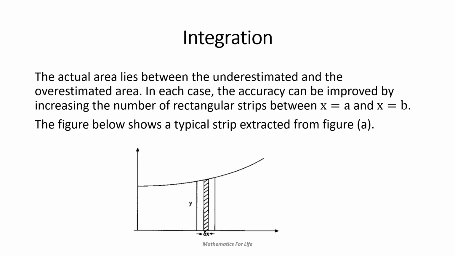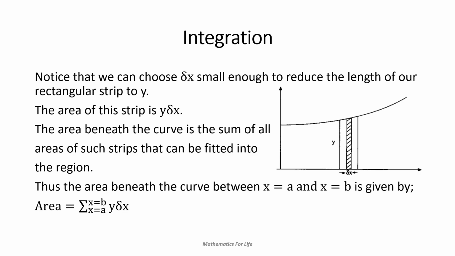In each case, the accuracy can be improved by increasing the number of rectangular strips between x equals a and x equals b. The figure below shows a typical strip extracted from figure A. Further, notice that we can choose delta x small enough to reduce the length of a rectangular strip to y. The area of this strip is y delta x.